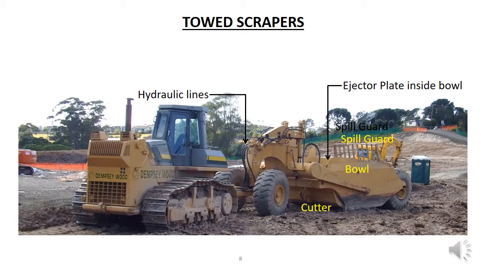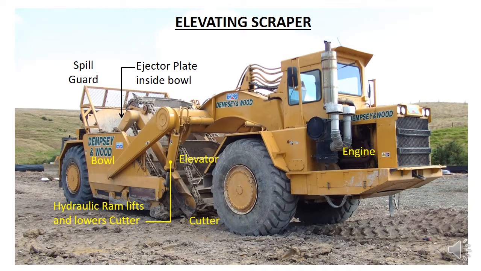So let's look at an elevating scraper or powered scrapers. Powered scrapers have their own engine and can move on their own. So you can see the engine at the front there. They usually have wheels rather than tracks. This means they can travel faster than bulldozers with a towed scraper. They're also faster to load than trucks which have to be loaded by an excavator.